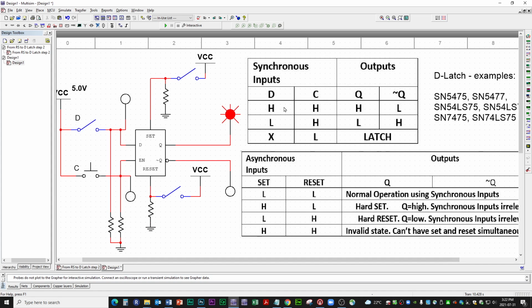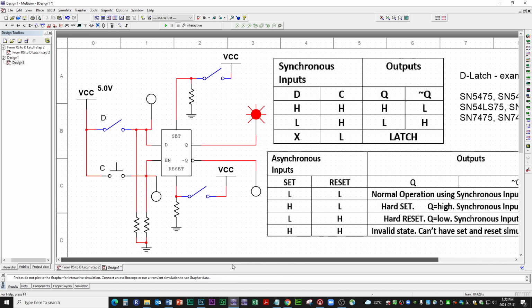Let's take a look at the truth table here. When data and the enable are both high, well, one common thing here, another way of looking at it: if the enable or the clock is high, then the Q, which is the main output, is going to follow the D, which is the main input. See that?